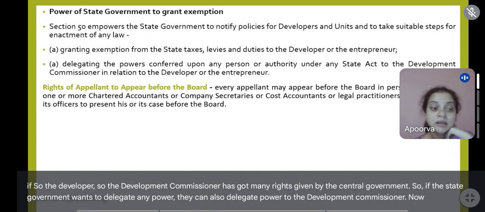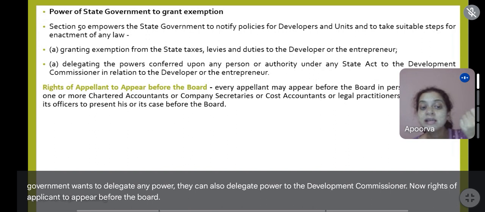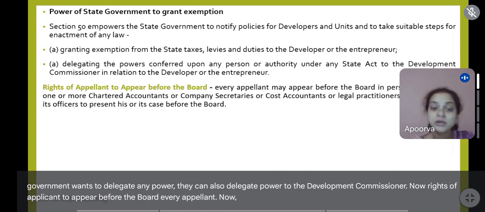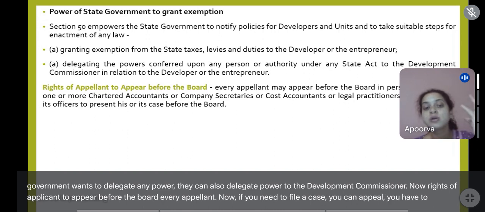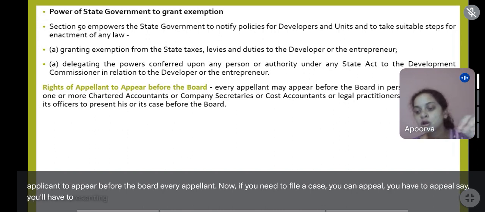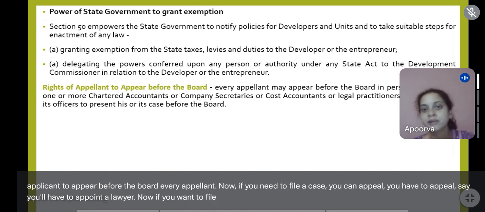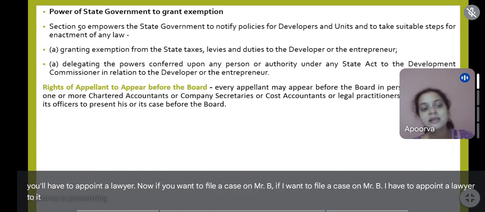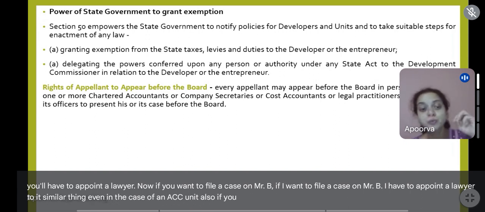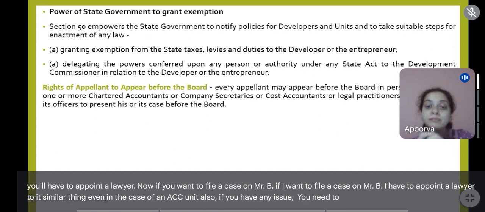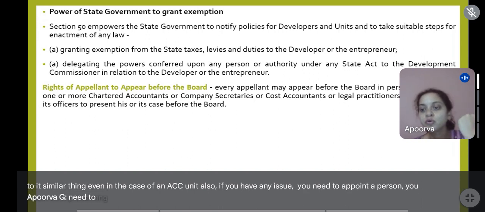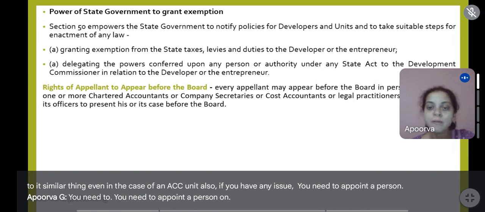Now, the rights of applicant to appear before the board. Every appellant, now, if you need to file a case, you have to appeal. Say you'll have to appoint a lawyer. Now, if I want to file a case on Mr. B, I have to appoint a lawyer for it. Similar thing, even in the case of an SEZ unit, if you have any issue, you need to appoint a person on your behalf who will appear before the court.